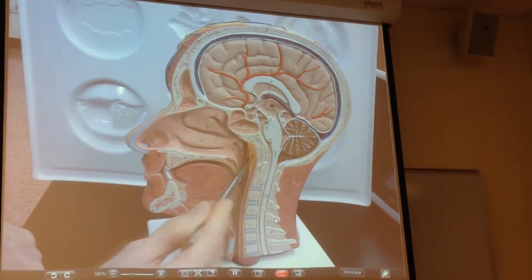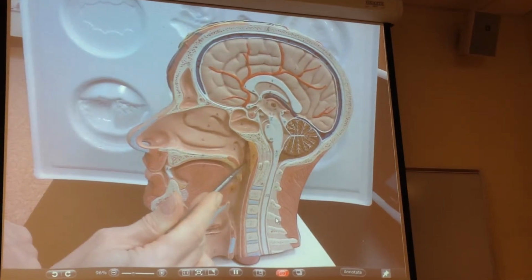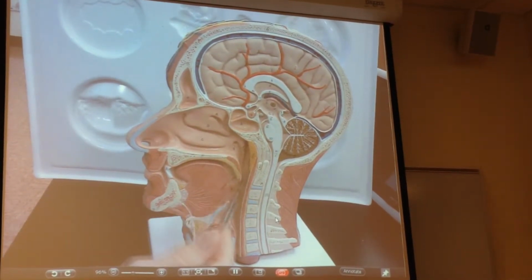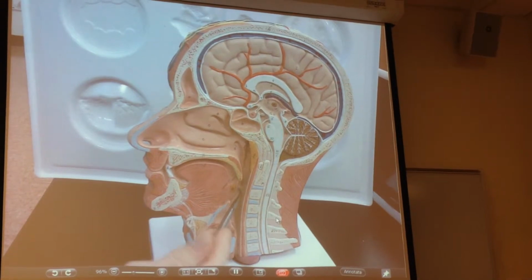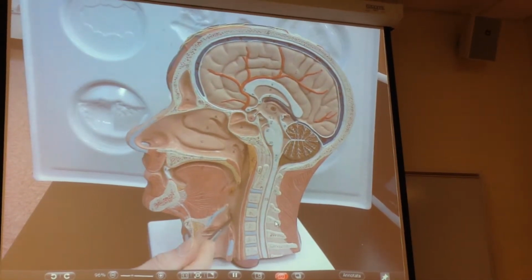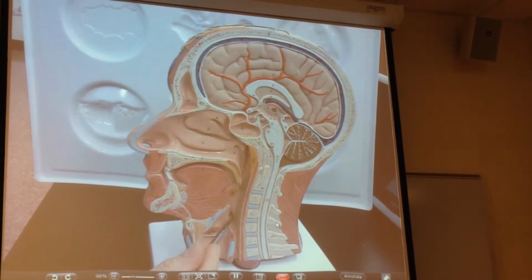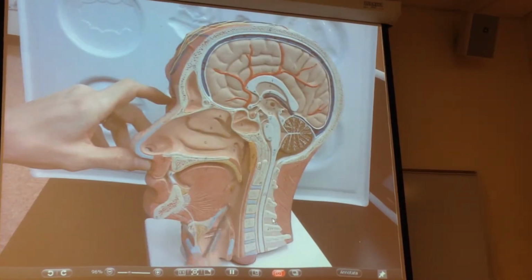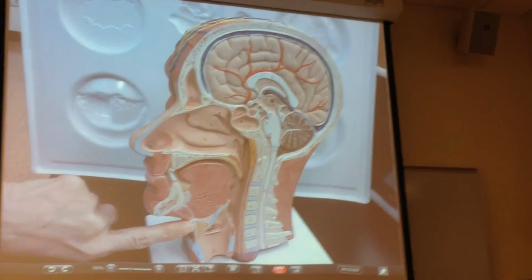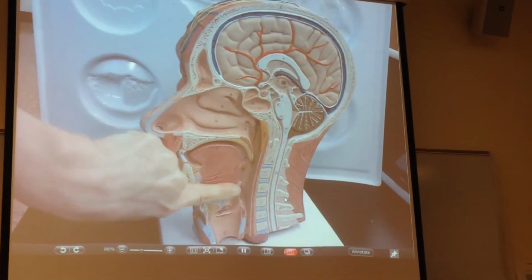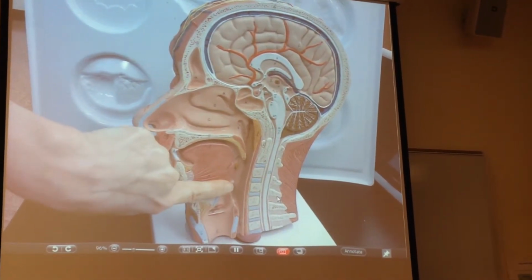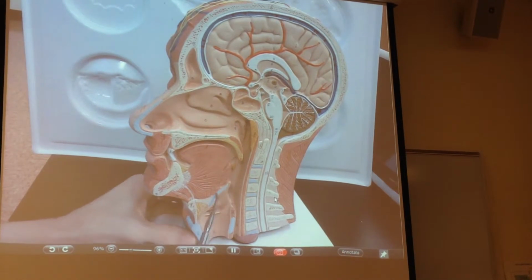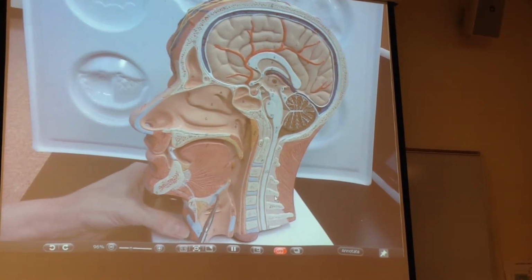So identify this structure, be specific. Nasopharynx, identify the structure. Oropharynx, identify the structure. Laryngopharynx. Then from here where we see this epiglottis right here, going this way, what organ is this from here to here? Larynx. Then I identify this specific structure, epiglottis.